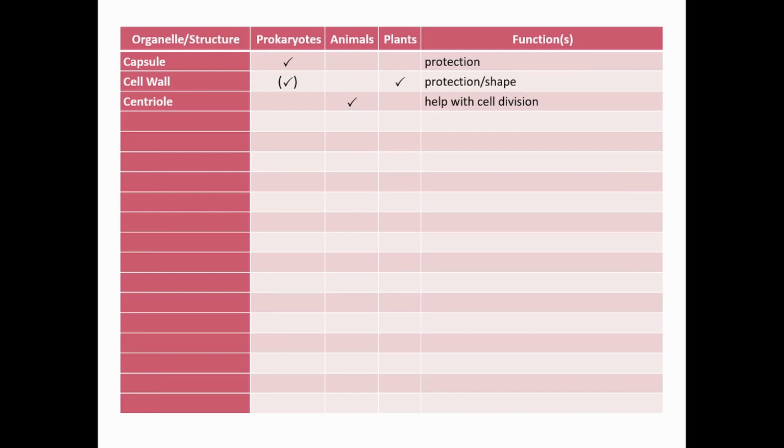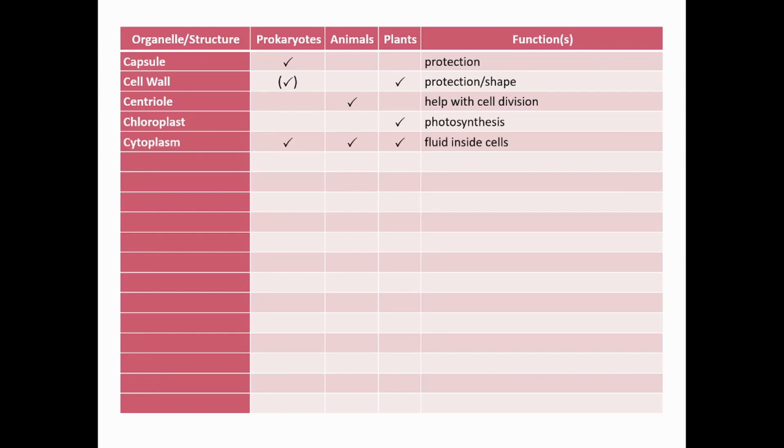The centriole, found in animal cells only, helps with cell division. When we get to mitosis and meiosis, we'll talk more about that. The chloroplast, found only in plants, helps with photosynthesis. This is what's going to allow plants to make their own food.